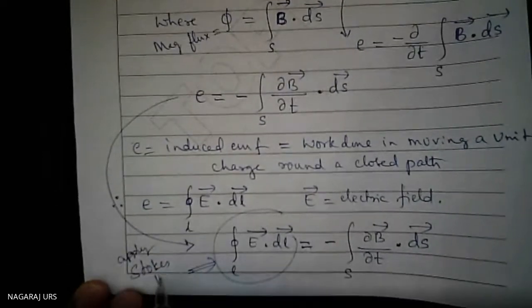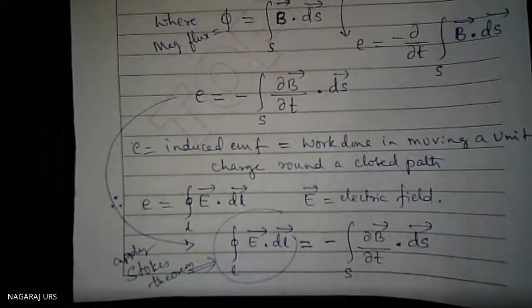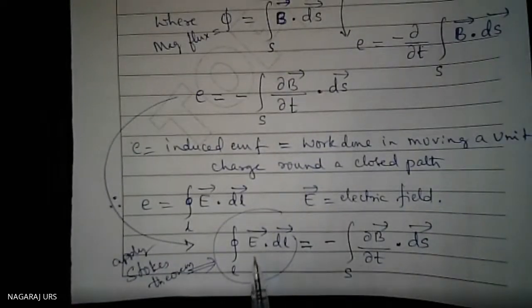Apply Stokes theorem. As we are applying the Stokes theorem here, E dot dl, the dot product, converts in the form of cross product, the scalar product converting in the form of vector product. Del cross E dot ds is equal to the same thing. Then, because both are surface integrals, we can equate.